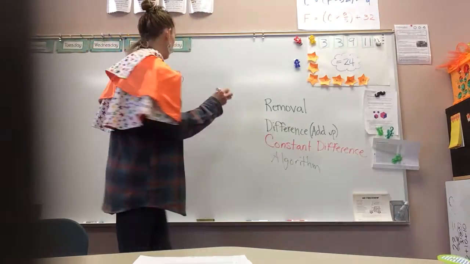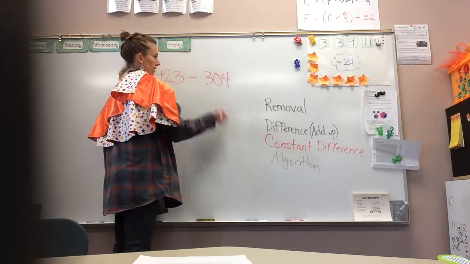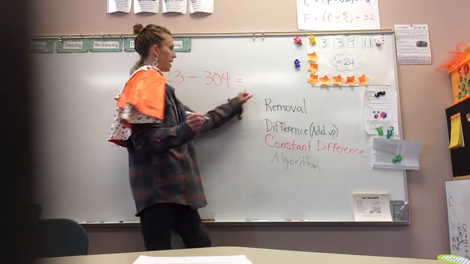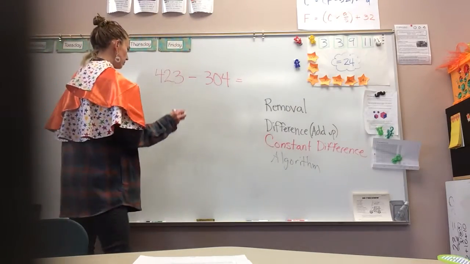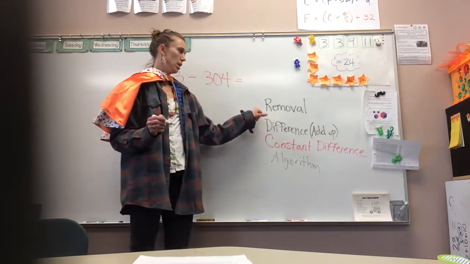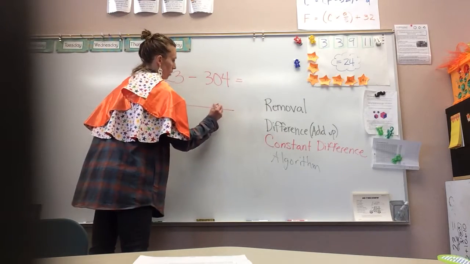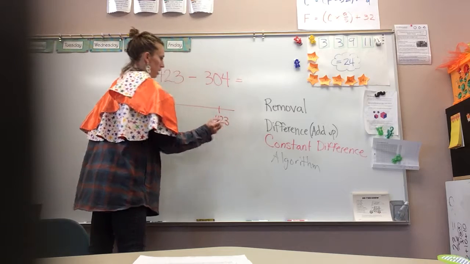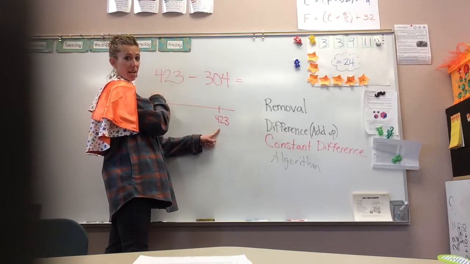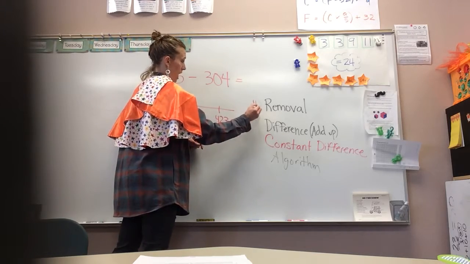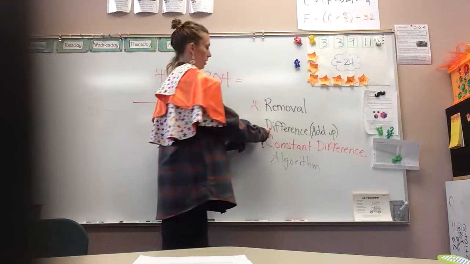She already saved $304. We need to know that difference, that'll tell us how much more she needs to save. So let's look at our strategies. We have the removal. Oh my gosh, if we start at 423 and we'd have to remove 304 from that, oh man, that's a lot. Let's not do it.